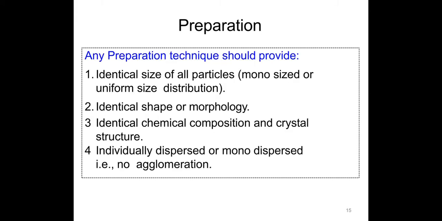Now see what the important points in preparation are. Any preparation technique should provide identical size of all the particles, that means mono-sized, all the particles of the same size. That is uniform size distribution. Then identical shape or morphology, identical chemical composition and crystal structure, and individually dispersed or monodispersed, that is, no agglomeration.